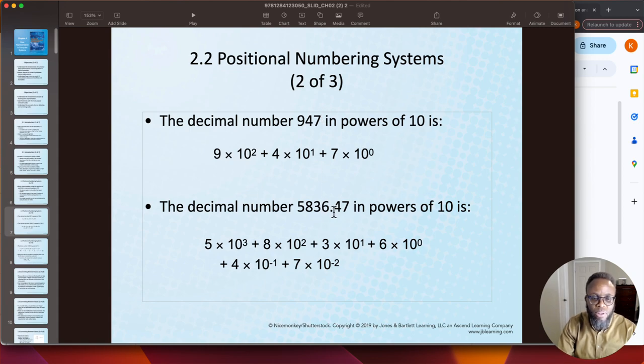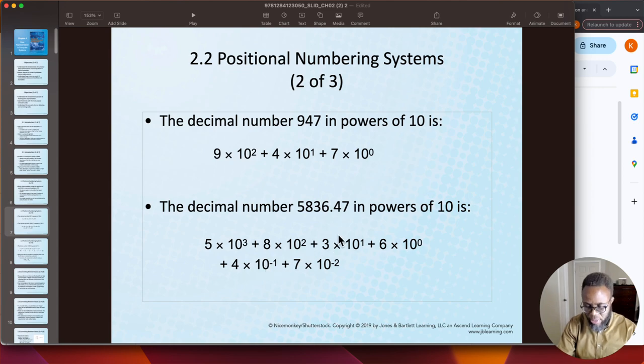Something equivalent for this one. This is 5 times 10 to the 3 because this is the thousands. Plus 8 times 10 to the 2 because this is the hundreds. Plus 3 times 10 to the 1 because this is the tenth. And now here's where it gets interesting though. To represent the decimals, you have to now use a negative exponent, right? So it's going to be plus 4 times 10 to the negative 1. The number of positions after the decimal point is the exponent. Okay, so plus 4 times 10 to the negative 1.